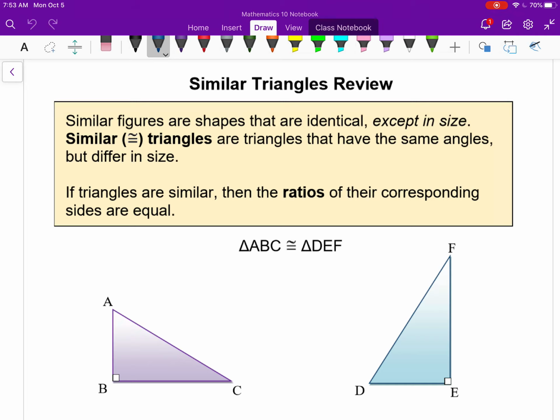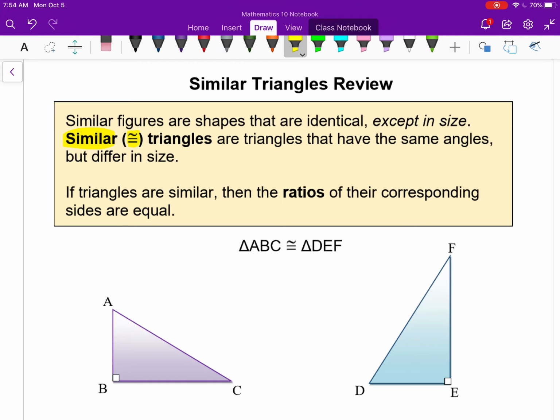So first, similar figures, as it says, are shapes that are identical except in size. Similar triangles, and this little symbol here is the symbol for similar. So they're not the same size, but the same shape. So similar triangles are triangles that have the exact same angles within, but they differ in size. And so if triangles are similar, then the ratios of their corresponding sides are equal.